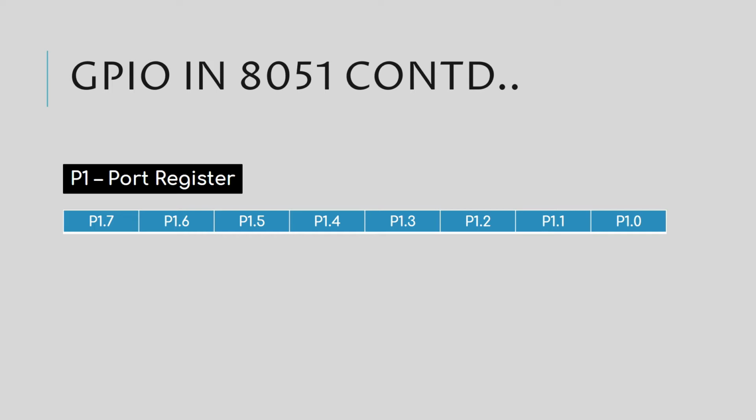But the beauty of this port register is that it is exactly mapped with the pins. Like P1.7 is mapped with pin number 8. So if I write some value in that bit storage, P1.7, it will get reflected in pin number 8. Similarly, if I want to control pin number 3, then I have to control the bit storage P1.2. This is how input-output operations happen in 8051.